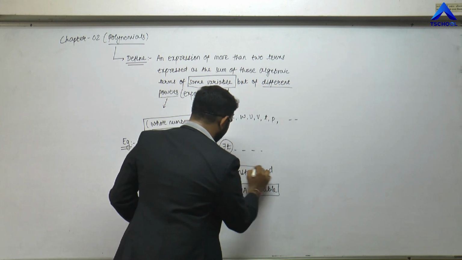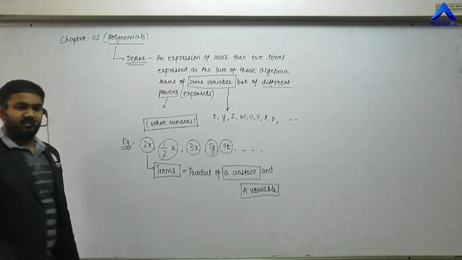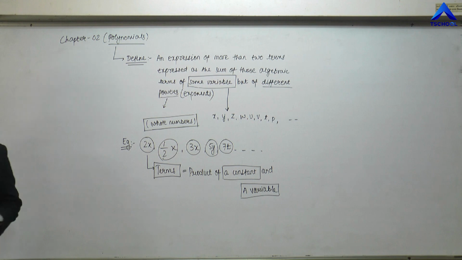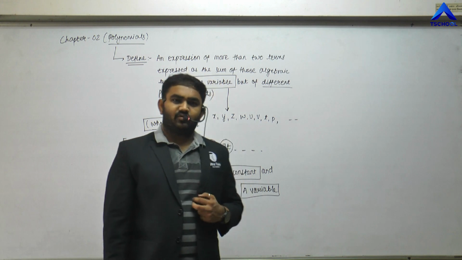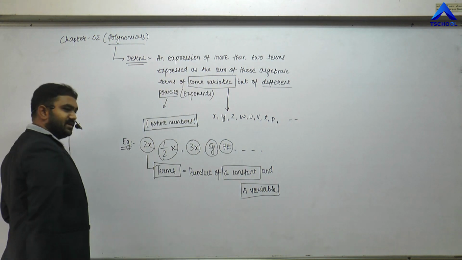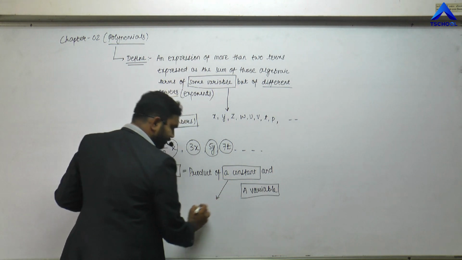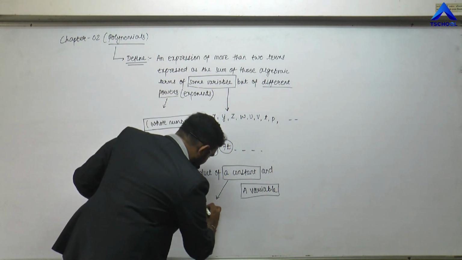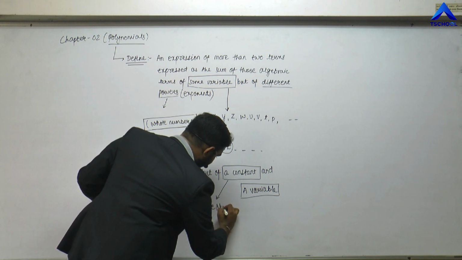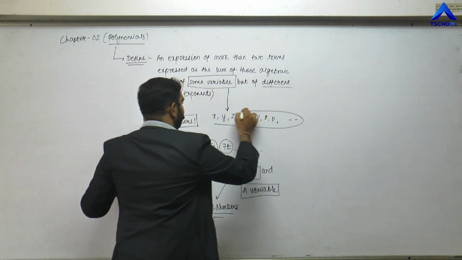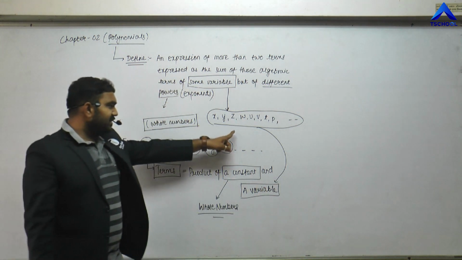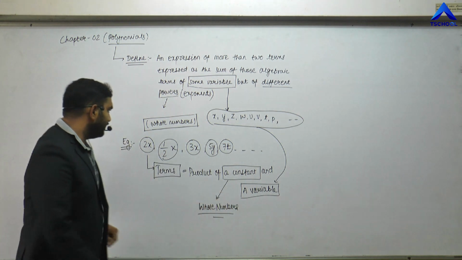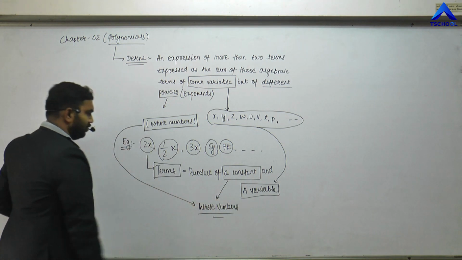A term is nothing but the product of a constant and a variable. That means whenever a constant is multiplied with any variable, then that combined product is called a term. The constant here will again be from the category of whole numbers, and the variables that we have discussed here will be the same.